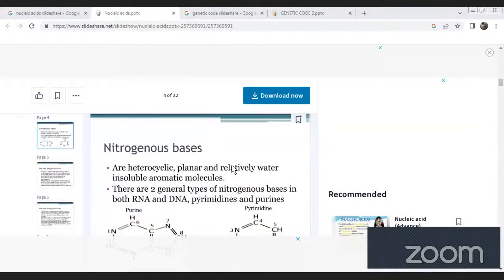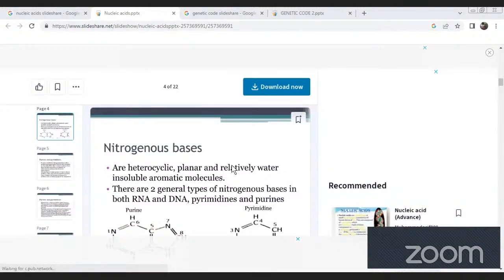Today we are discussing genetics, DNA, and the genetic code. DNA and RNA both come under the nucleic acids.